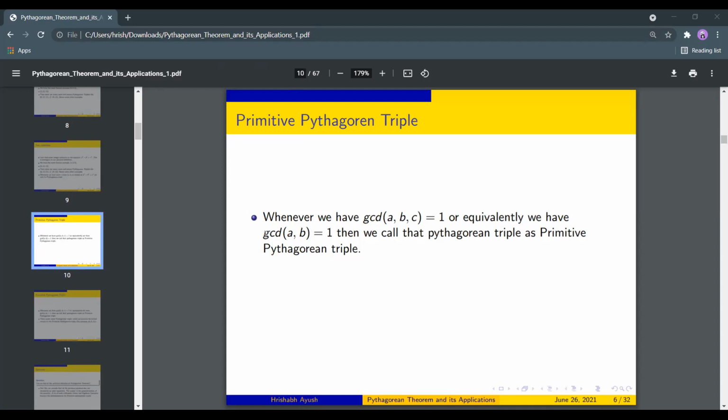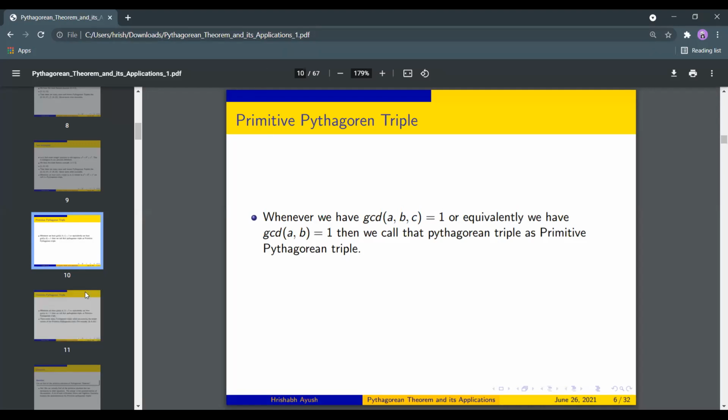I said that if the GCD of A and B is 1, how can we say that the GCD of A, B, C would also be 1? So GCD of A, B equals 1 means that A and B are co-prime. And if they are co-prime, they don't have a common factor within them. So the three of them include A and B, and they don't have a common factor within them. So we can say that they have a GCD of 1. Does that make sense now?